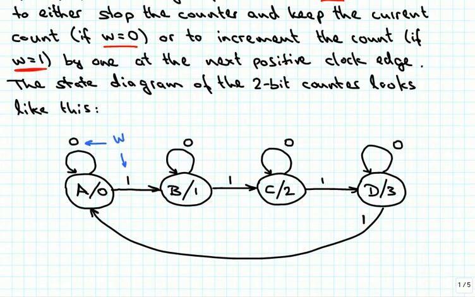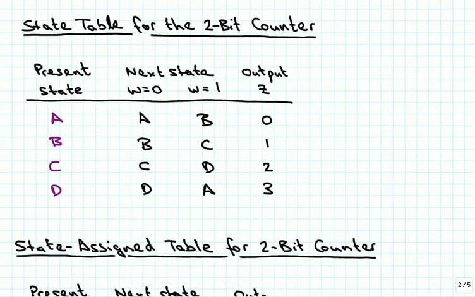So the state table for this 2-bit counter is fairly simple. We have the present state, A, B, C, or D. If W is 0, then we stay in that state, so A goes to A, B goes to B, C goes to C, and D goes to D. If W is equal to 1, then we increment the count, so A goes to B, B goes to C, C goes to D, and D goes back to A. And the output, which we call C, we just simply make 0, 1, 2, or 3, depending on whether we are in state A, B, C, or D.